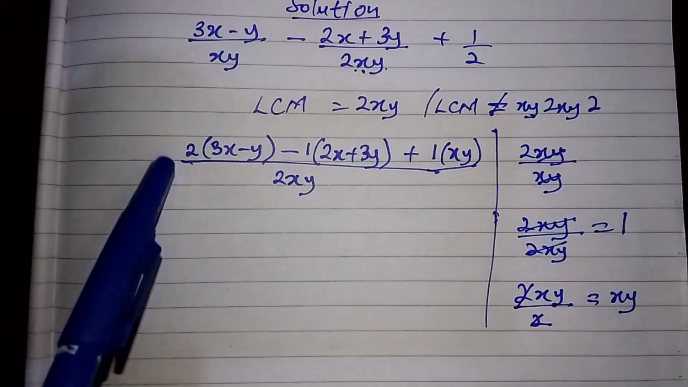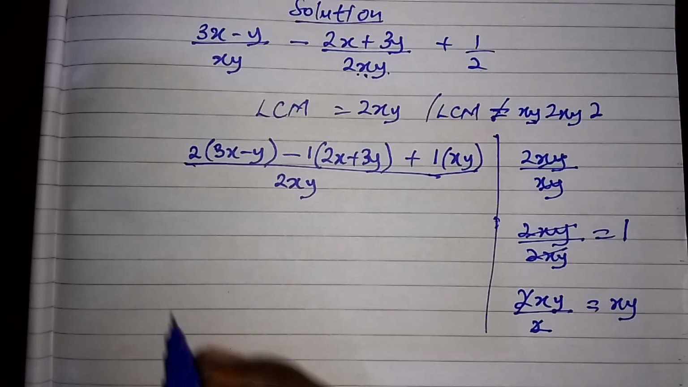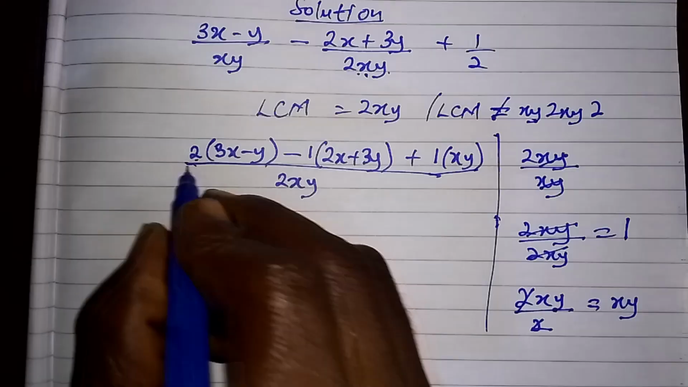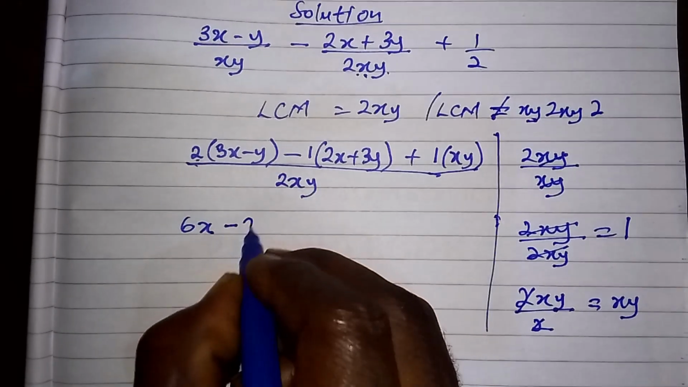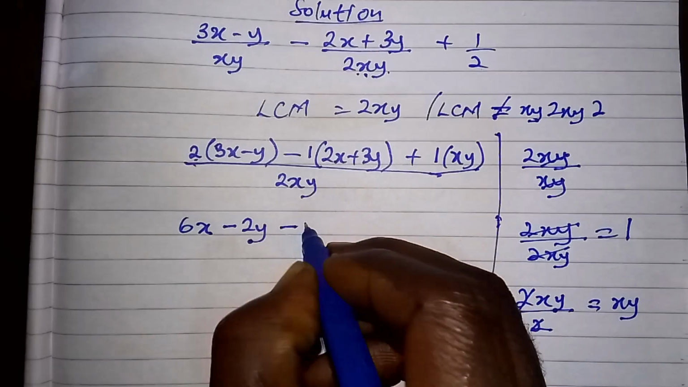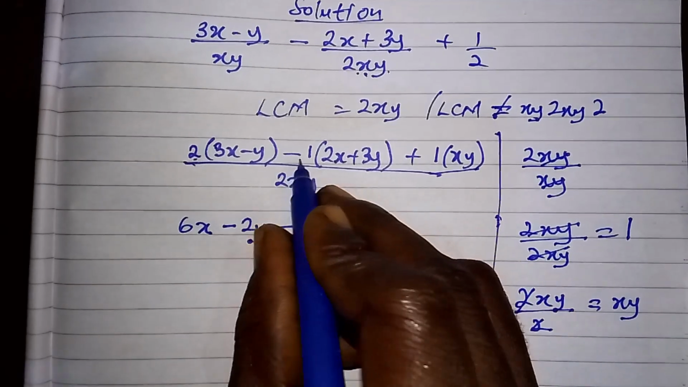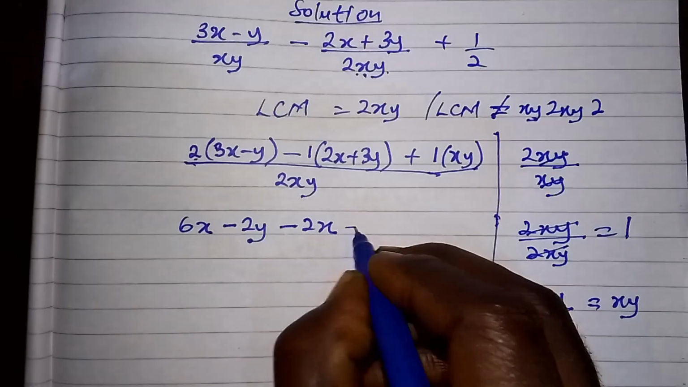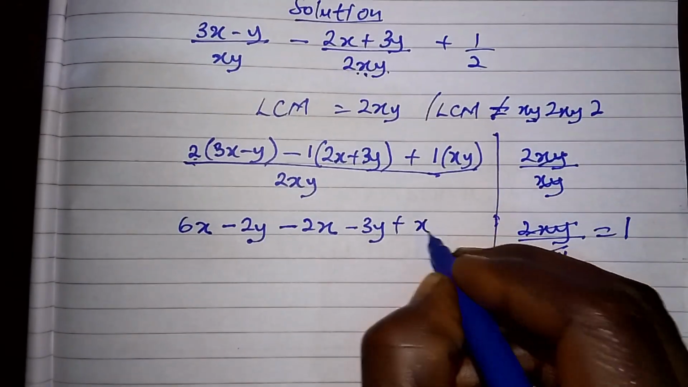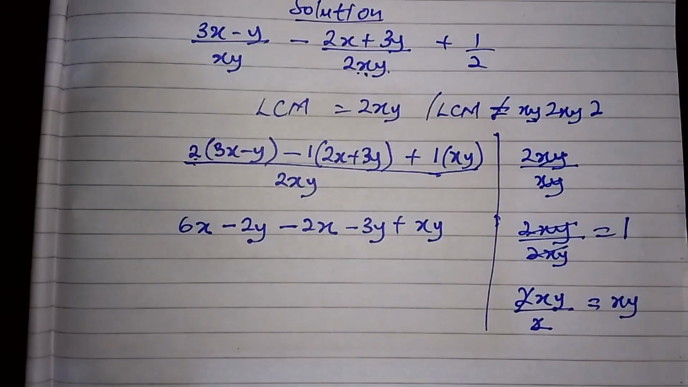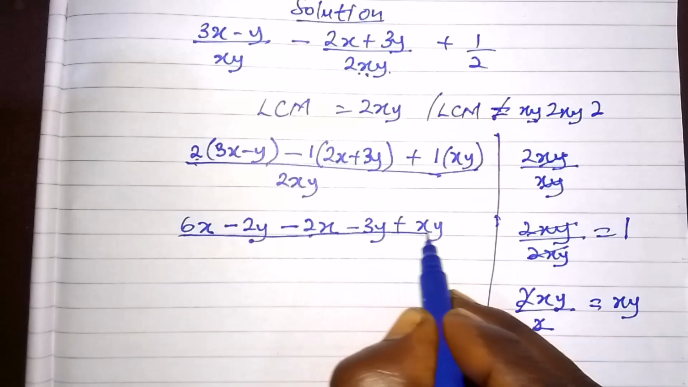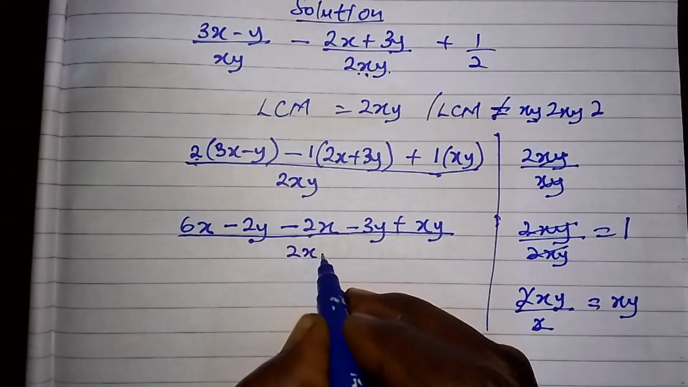From here, let's expand to take out the bracket in the numerator. 2 multiplied by 3x will give us 6x. 2 multiplied by minus y will give us minus 2y. Minus 1 multiplied by 2x will give us minus 2x. Minus 1 multiplied by 3y will give us minus 3y. Plus 1 times xy will give us xy. There's no need to write 1xy. All over 2xy.